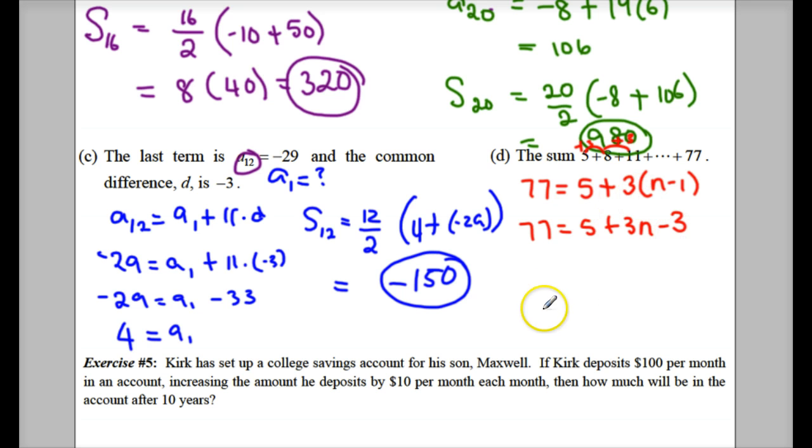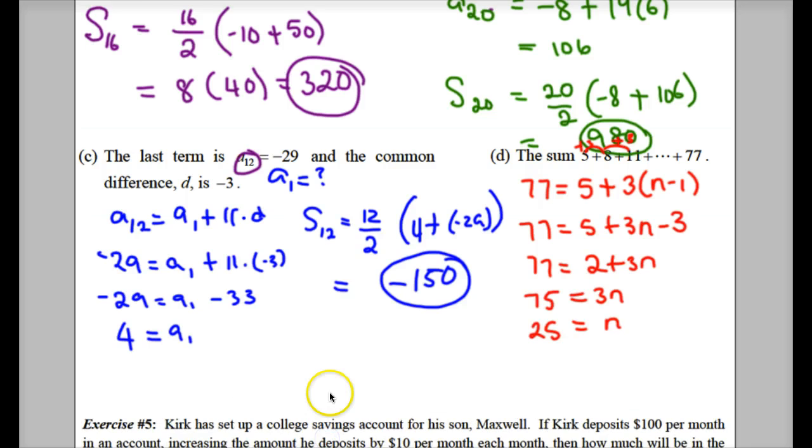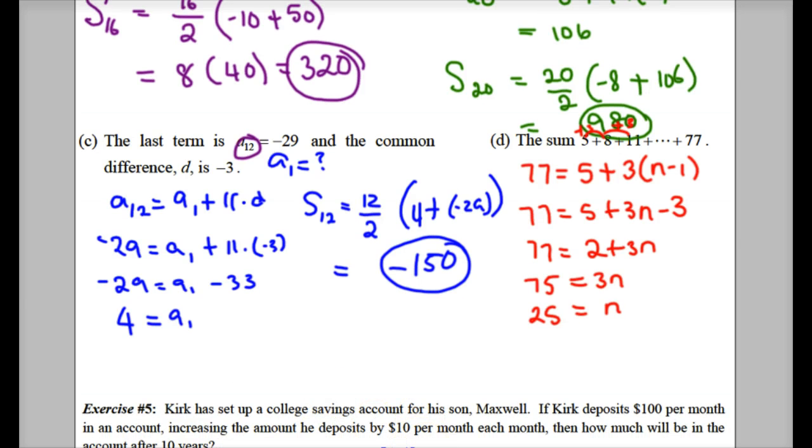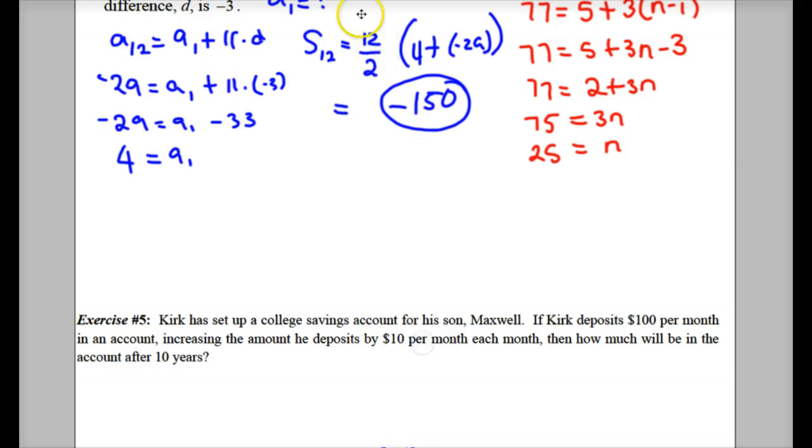I can go ahead and combine like terms. What am I going to be left with? 77 is equal to 2 plus 3n. Take that over, minus 2 on both sides. 75 is equal to 3n. So that means 25 is equal to n. So it means that I have 25 terms.